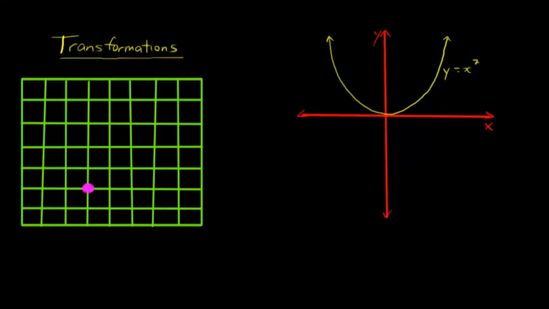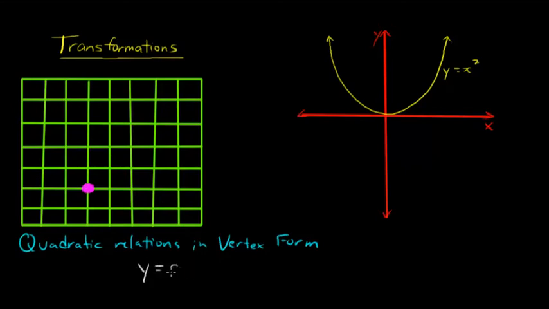So before we understand how to move a parabola around, one thing you need to know is how to write a quadratic relation in the proper way. There are a couple ways to write quadratic relations, and the one we'll start with is vertex form. The reason we want to start with vertex form is because vertex form tells us pretty clearly where the vertex of the parabola of that quadratic relation should go. So this is vertex form: y equals a bracket x minus h squared plus k.